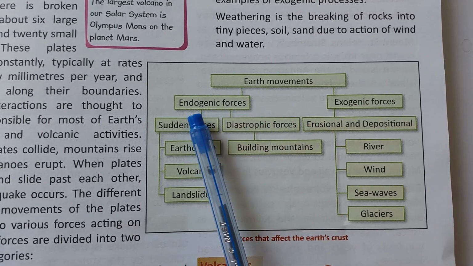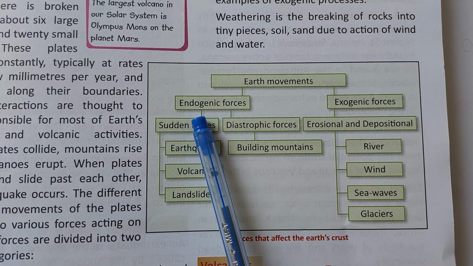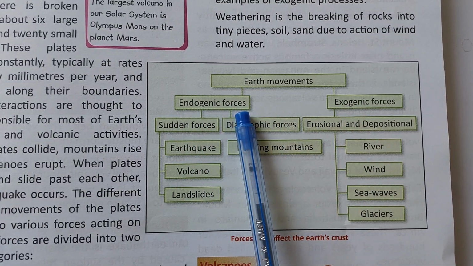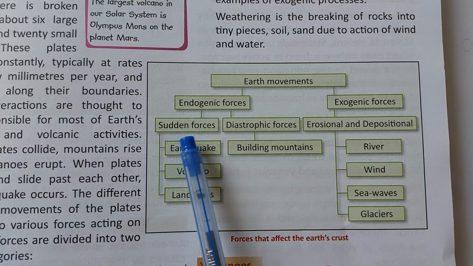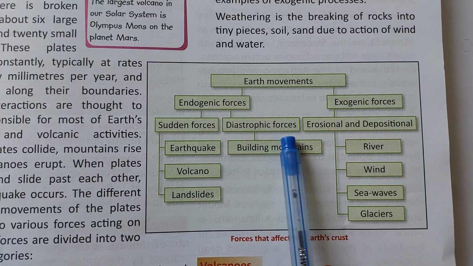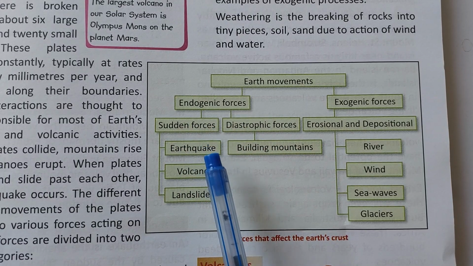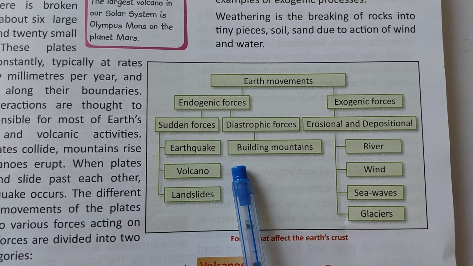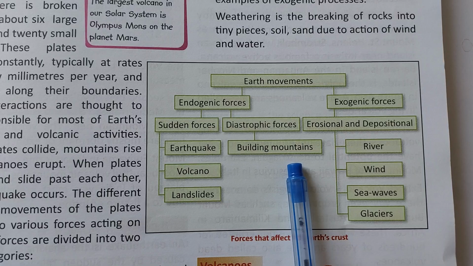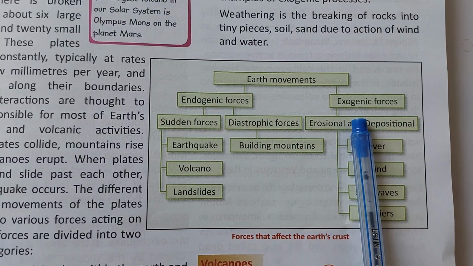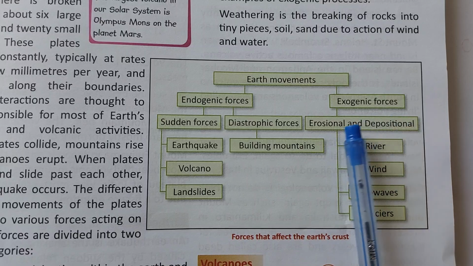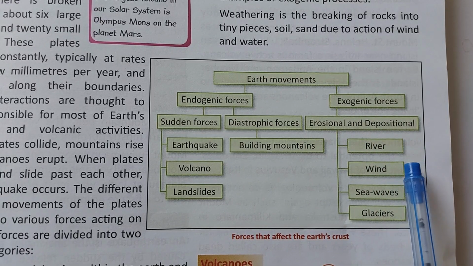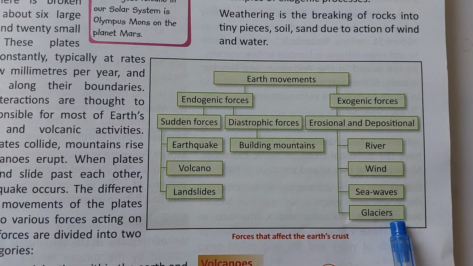Earth movements can be because of two types of forces, endogenic forces and exogenic forces. Endogenic forces are of two types, sudden forces and diastrophic forces. Sudden forces are earthquake, volcano, landslides, and diastrophic forces cause building mountains. Exogenic forces are erosional and depositional. It can be because of river, wind, sea waves, and glaciers.